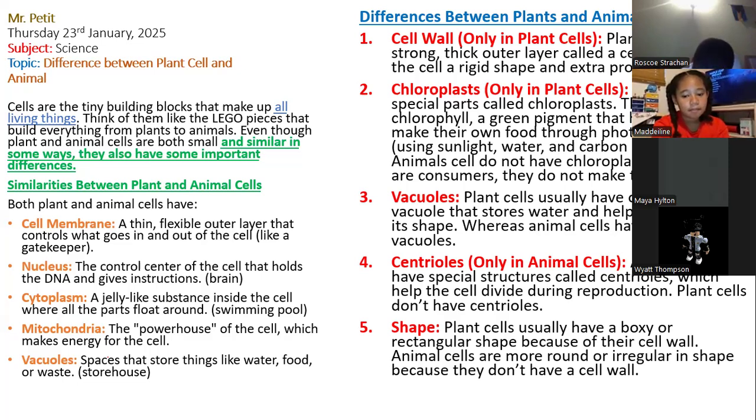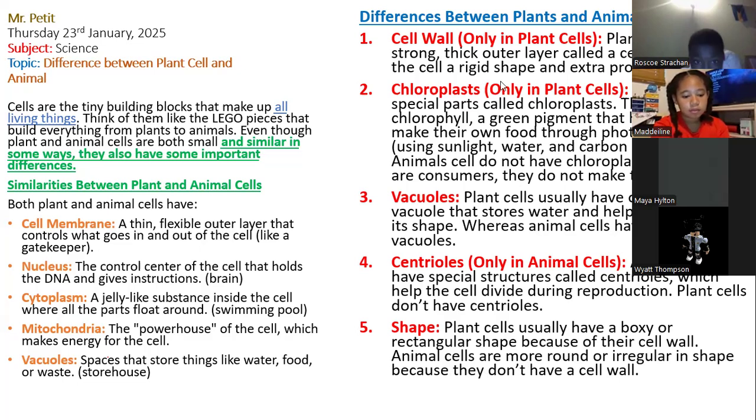Which cell has a rigid or boxy shape? Plant cells. And how would you describe the animal cell's shape? It's like a round ball, a sunny side up egg. It's right there on the screen. Animal cells are more irregular shape or round shape. Yes, because why? Because they don't have a cell wall. Very good.